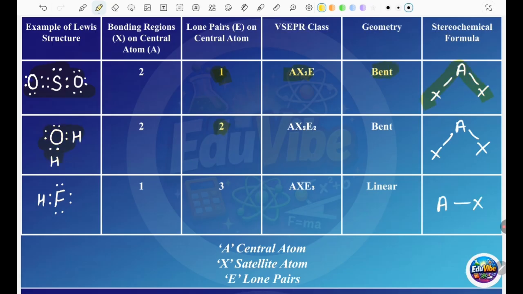Then we have this. This also has two lone pairs now, so we have to write E2, and this is the bond, and this type of thing we have to make like this. This one has 3 and 1 X, so it's AS3E linear, and this one.